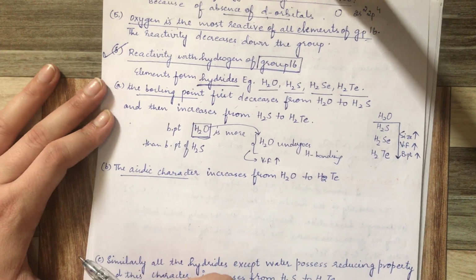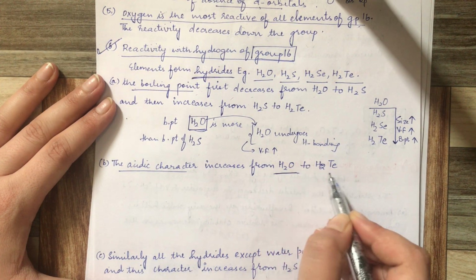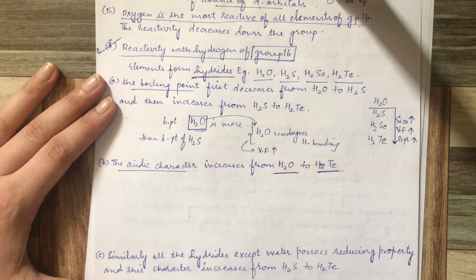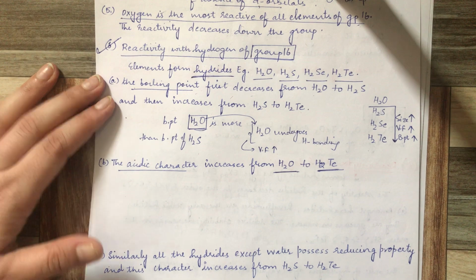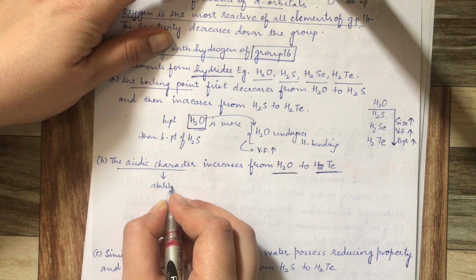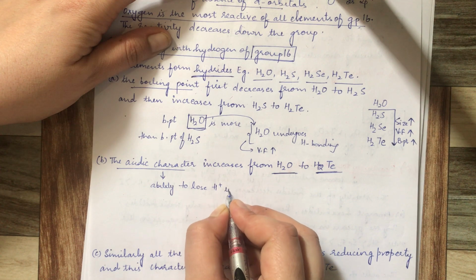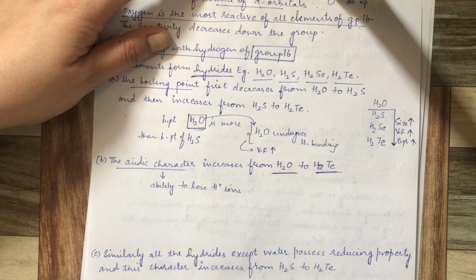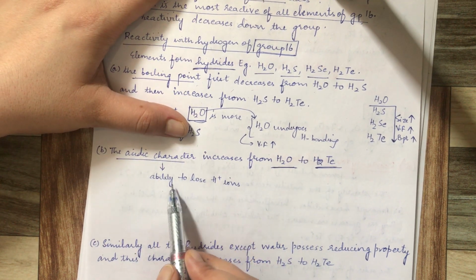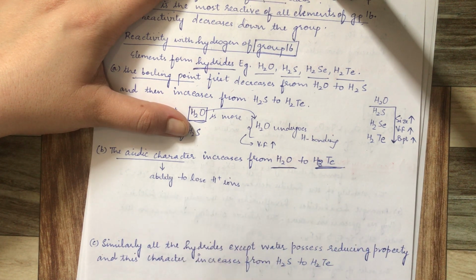Now the second property, the acidic character. The acidic character increases from H2O to H2Te. Why is it so? For that you need to understand that acidic character means the ability to lose H positive ions. That means H2Te loses H positive ions very easily as compared to water.